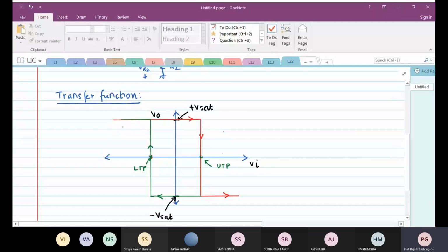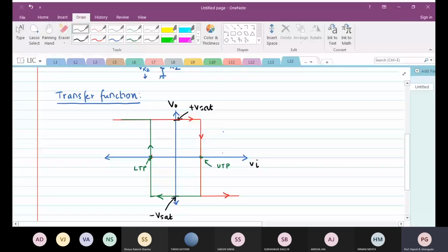So on the x-axis you have the input voltage, on the y-axis you have the output voltage, like this. And you can see here that we have this peculiar shape of the transfer characteristics. Let us try to understand this. It simply means that when Vi is less than VUTP, in that case output is equal to plus VSAT.